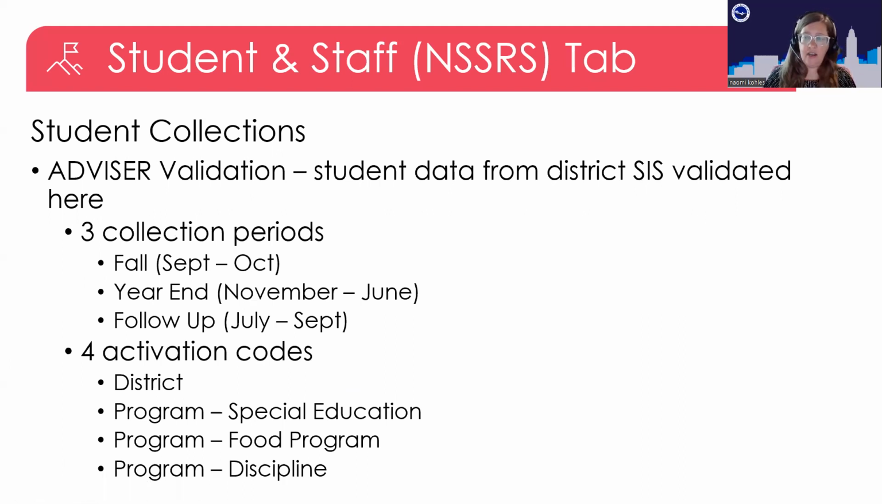Advisor validation is the first one I mentioned on the previous slide, and it's student data from a district SIS, student information system, that's validated here. The district sends information into Advisor validation, and then all the data is put in different reports and analyzed, and errors can pop up. That's where the student data is worked. There are 3 collection periods for Advisor validation: the fall, year end, and then the follow-up collection. So it allows districts lots of time to make edits to their student data.